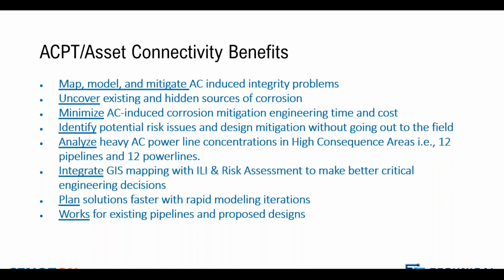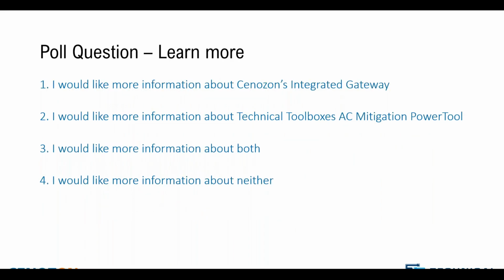Integrate GIS mapping with ILI and risk assessment to make better critical engineering decisions. This is what the regulators are telling us: hey, how are you going to handle this? Do you have the right information? This is what it's about. And how about a plan? We could come up with plans a lot faster with rapid modeling iterations. We could do the what-ifs and whatever ways you want to look at it. And of course, it works for both new and existing pipelines.